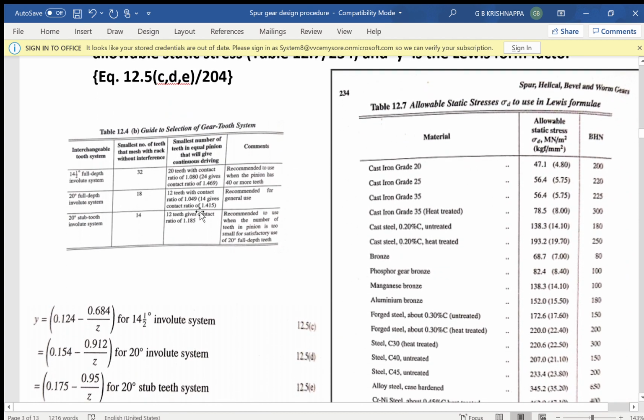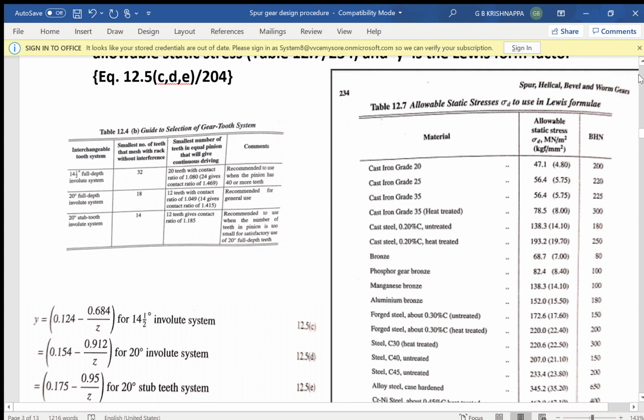Here we have table 12.4b. So here we have a minimum number of teeth for different tooth forms. This minimum number of teeth is to avoid interference. For 14.5 degree full depth involute system, 32 is the minimum number of teeth. For 20 degree full depth involute system, 18 is the minimum number of teeth. For 20 degree stub tooth system, it is 14.